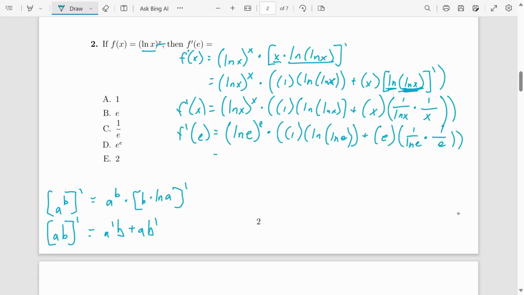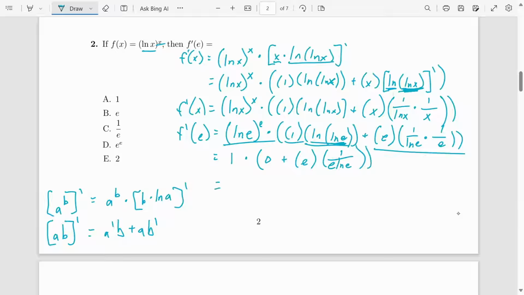All right, now simplifying this is just going to be 1 because ln of e is 1, and 1 to the power of e is also 1. So it's going to be 1 times, so this 1 isn't going to do anything, and this ln of e, so ln of e is 1 and ln of 1 is 0, so it's going to be 0 plus, and then we've got this, so e times 1 over ln of e times 1 over e. That's just going to be 1 over e times ln of e.